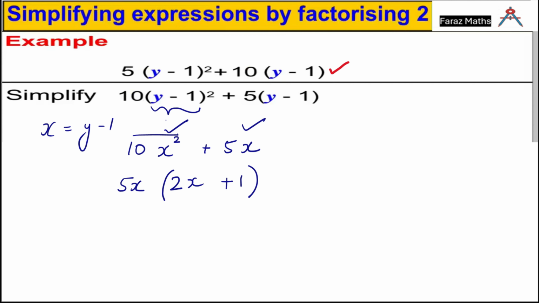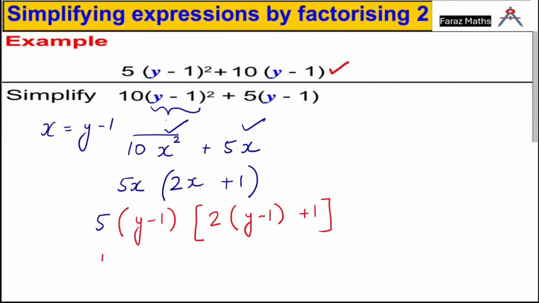But in the question, we do not have x. What we have? We have y minus 1. We replaced it by x. So what you have to do? You have to substitute it back again. So if I substitute it back again, I can write 5, and in the place of x I can write y minus 1. Make the bracket y minus 1. Now make the square brackets, and then we have to write 2 there, and in the bracket the value of x which is y minus 1, and then plus 1.